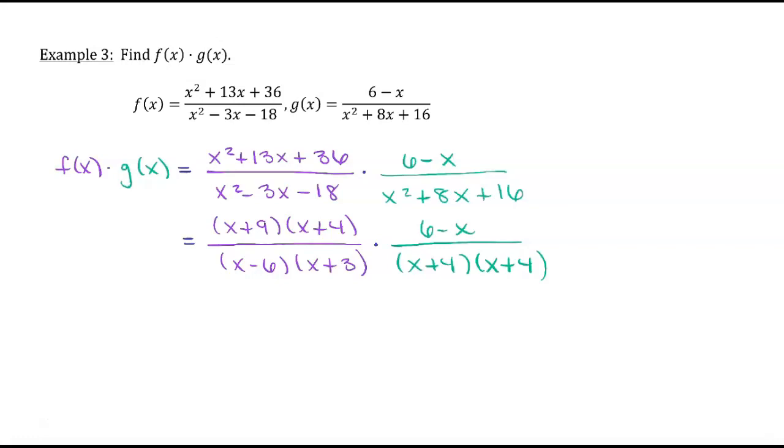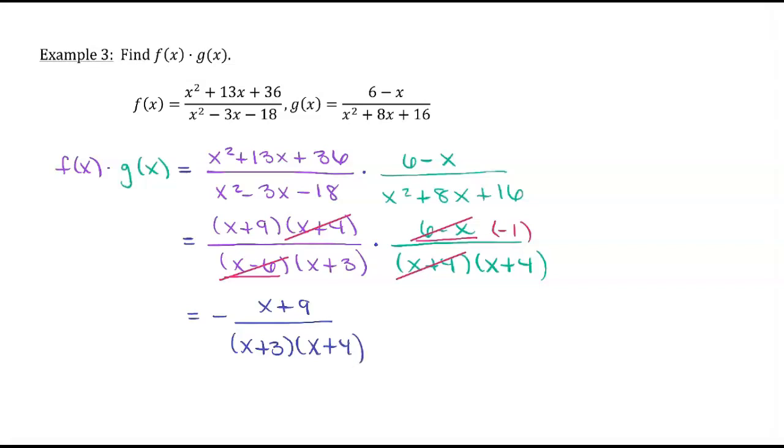Now we look for common factors in the numerator and denominator. We have an x plus 4 in the numerator that cancels out with one factor of x plus 4 in the denominator. We also have a pair of opposites, x minus 6 and 6 minus x. We can simplify those, leaving us with a factor of -1. Now we write down what's left. We have negative x plus 9 in the numerator and x plus 3 times x plus 4 in the denominator. And that's the product of the functions f and g.